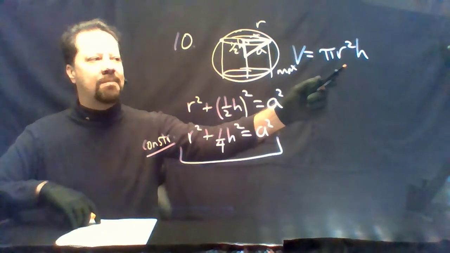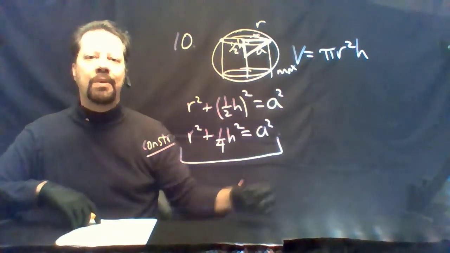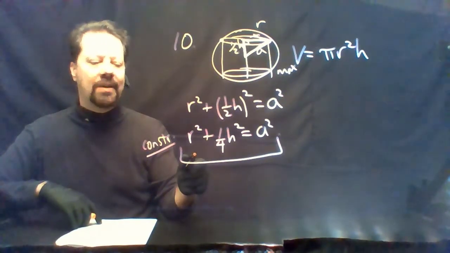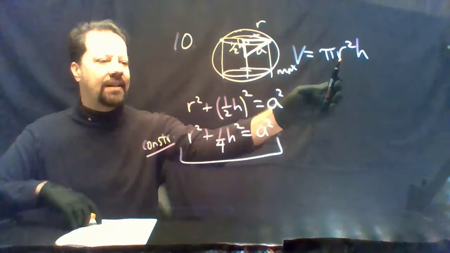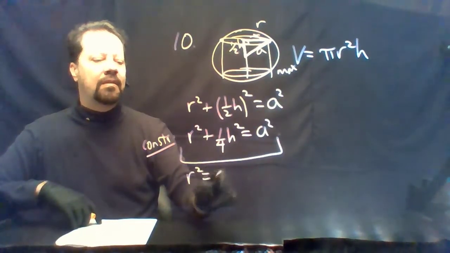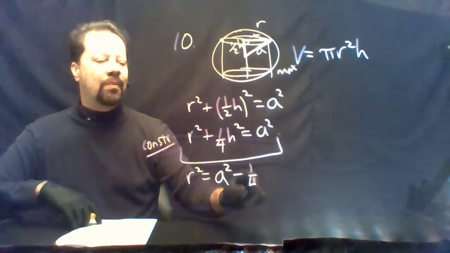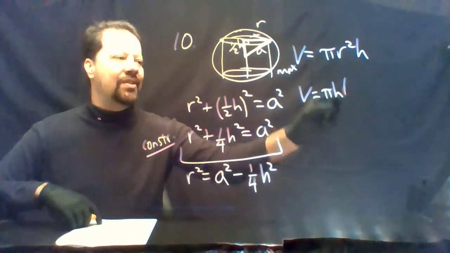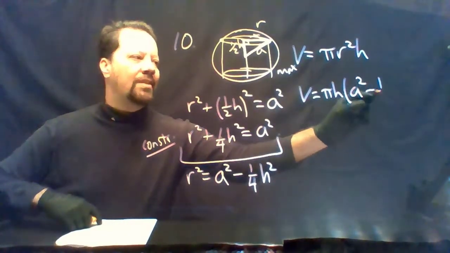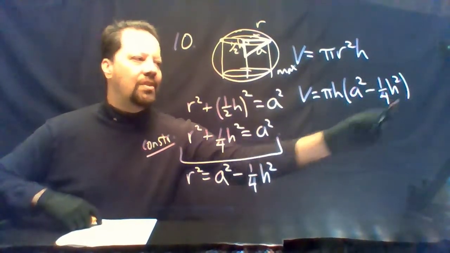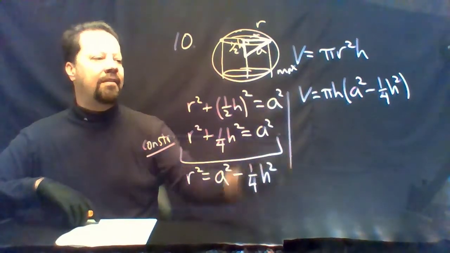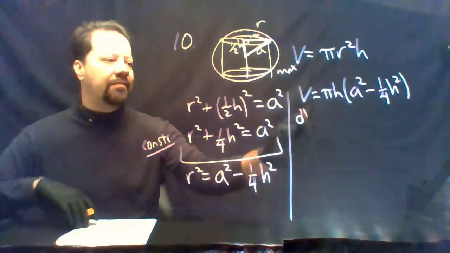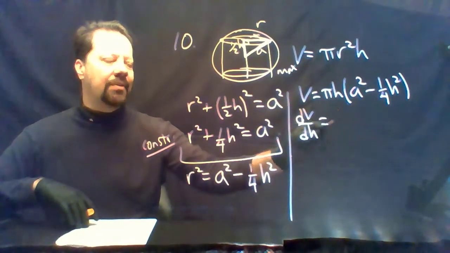The problem with maximizing this volume is that we have two independent variables, r and h, but we can eliminate one of those using our equation here. Let's eliminate r squared. R squared is a squared minus 1/4 h squared, so that the volume is pi times h times a squared minus 1/4 h squared. We now have a single independent variable, and we can take the derivative, set it equal to 0, and solve for h.